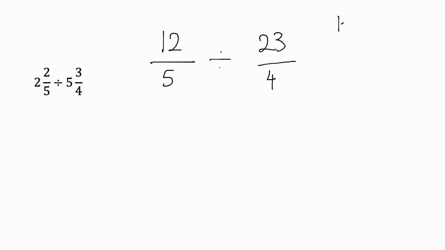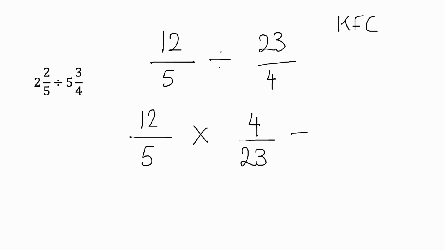Okay. Keep, flip, change. Keep the first fraction the same. Flip the second fraction, and then change the sign from division to multiplication. So we do 4 times 12, which is 48, and 5 times by 23, which is 115.